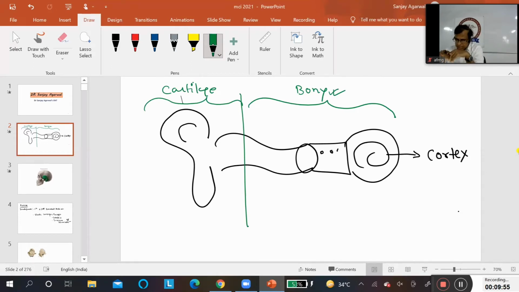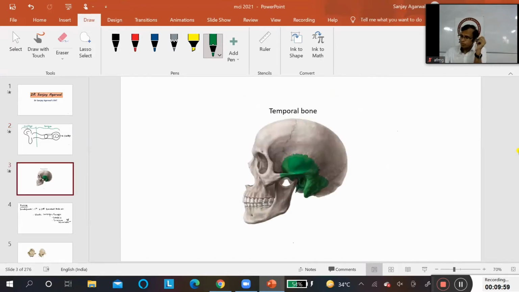This is this green bone called the temporal bone. So the ear is mainly inside this temporal bone that you see, the green bone, which means that if they give you the image of the skull with this bone, you should be able to identify it. In fact, you should be able to identify all these bones of the skull: the frontal bone, the parietal bones, the temporal bone, the occipital bone. This is the major bone. This is occipital, this is parietal, this is frontal, and this is the temporal bone.